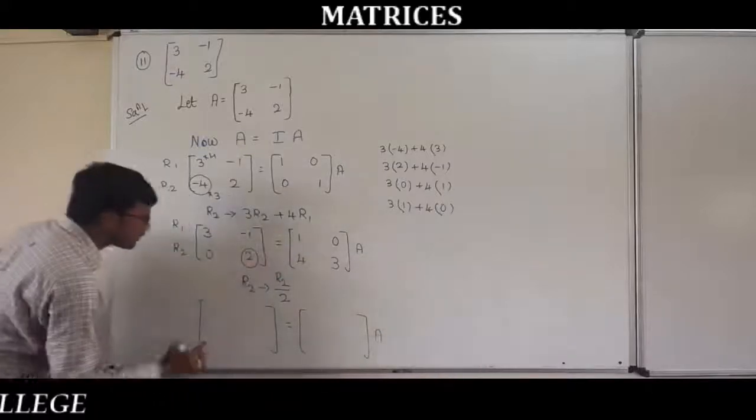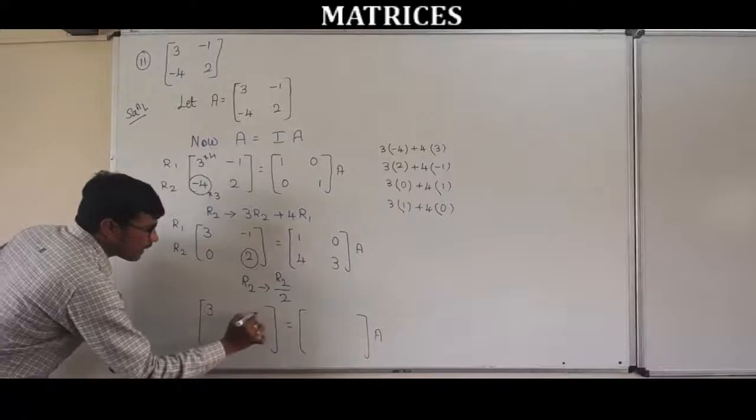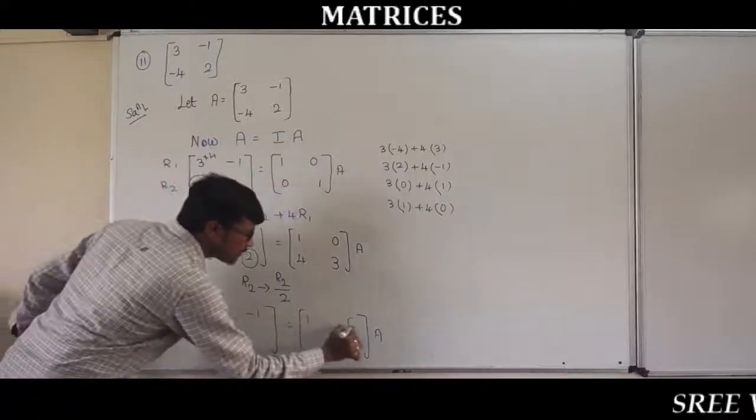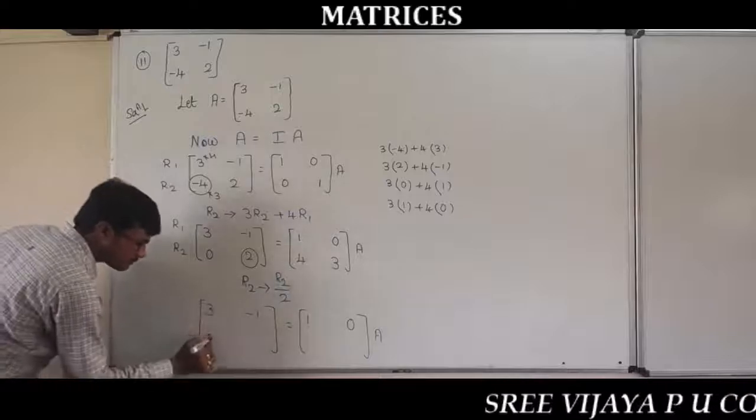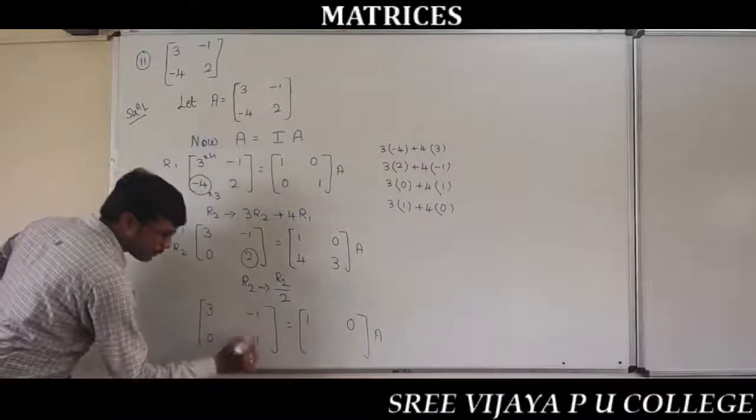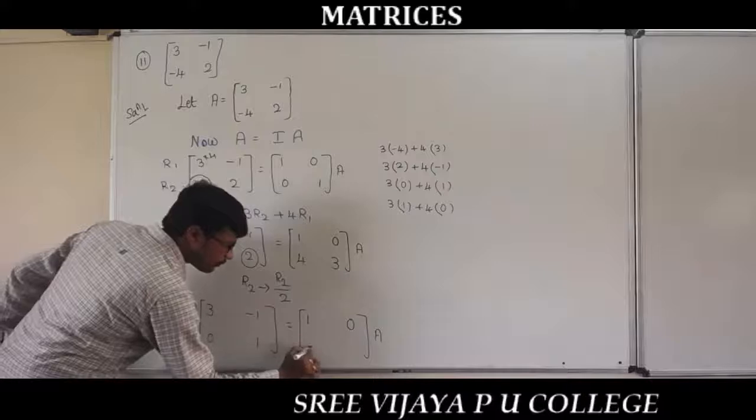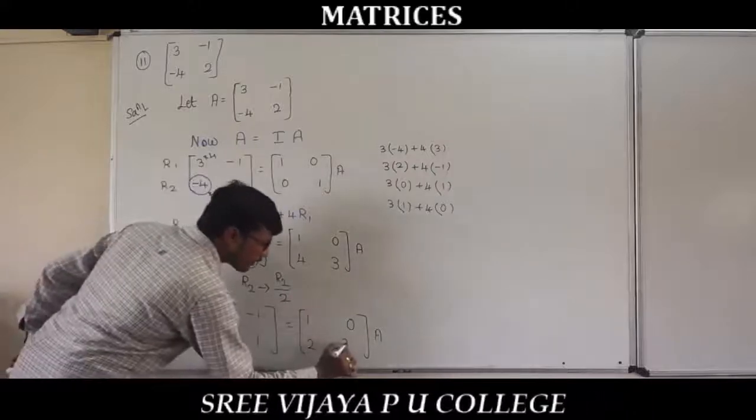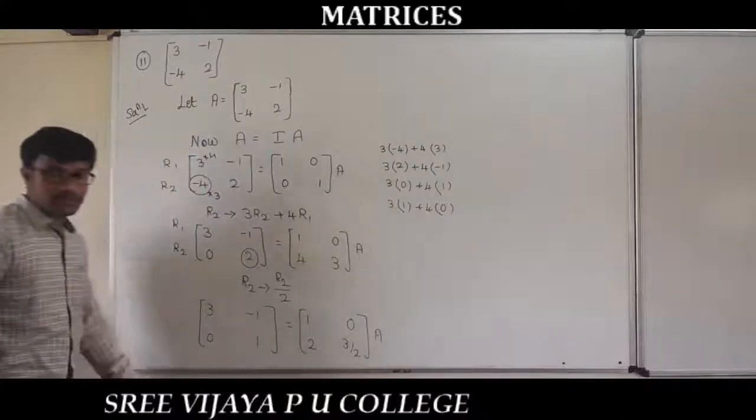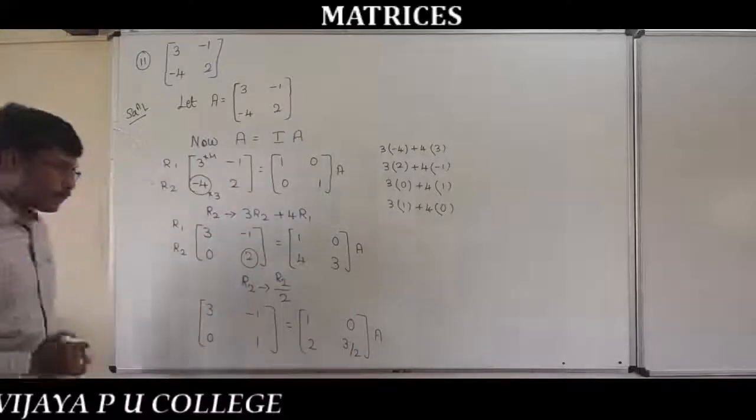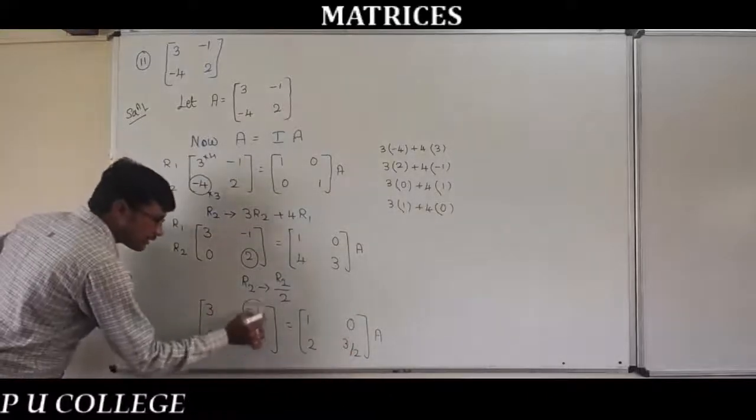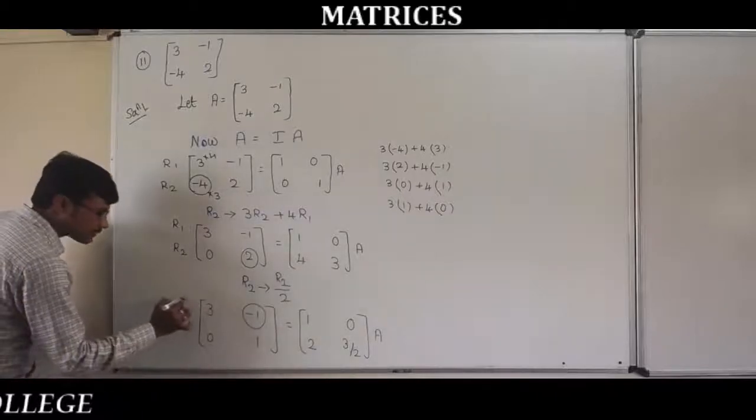First of all, write down that R1, 3 minus 1, 1, 0. What after R2? Divide with 2, right? 0 by 2, 0, 2 by 2, 1, 4 by 2, 2, 3 by 2 is 3 by 2. It is not exactly divisible, so write that as it is. Now, next. So it is in which row? It is in the first row.